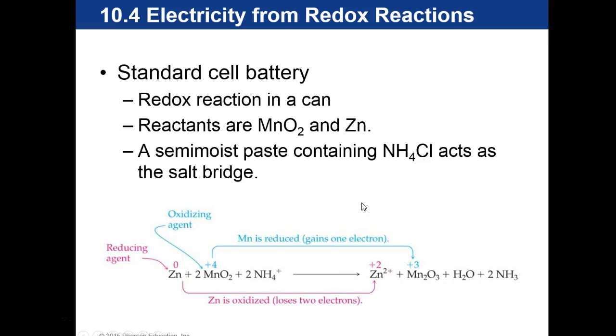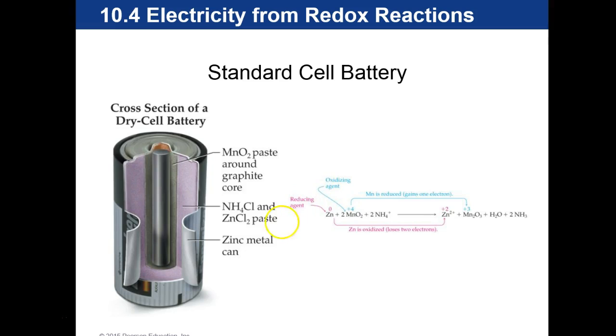A standard cell battery is actually a redox reaction in a can. Okay? Reactants are MnO2 and zinc. A semi-moist paste containing NH4Cl acts as the salt bridge. Here's what it looks like inside the cross-section of a dry cell battery. Okay, we've got the MnO2 paste around the graphite core, the NH4Cl and ZnCl2 paste, and a zinc metal can. So we can see the reducing agent is zinc and the oxidizing reagent would be the MnO2.